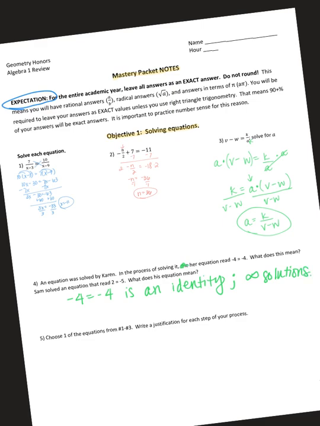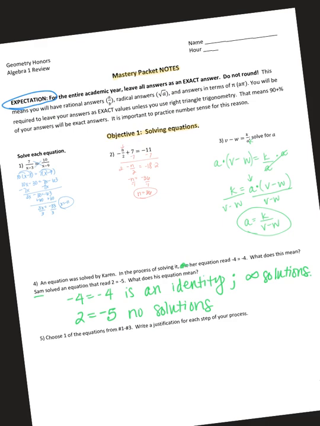So it also means that there are an infinite number of solutions. Now, on the other hand, it says Sam solved an equation that reads 2 equals negative 5. What does that mean? So 2 equals negative 5 is not a true statement. And so this means that there are no solutions. There is no number that we can plug in for x or whatever the variable is into an equation and have the equation be true.